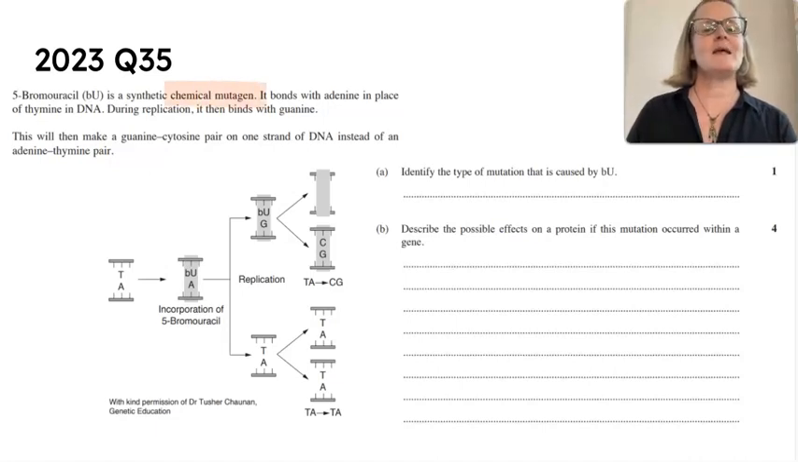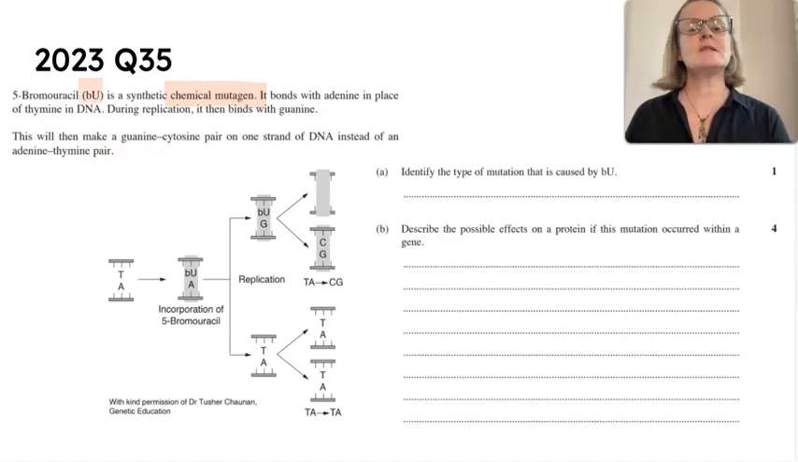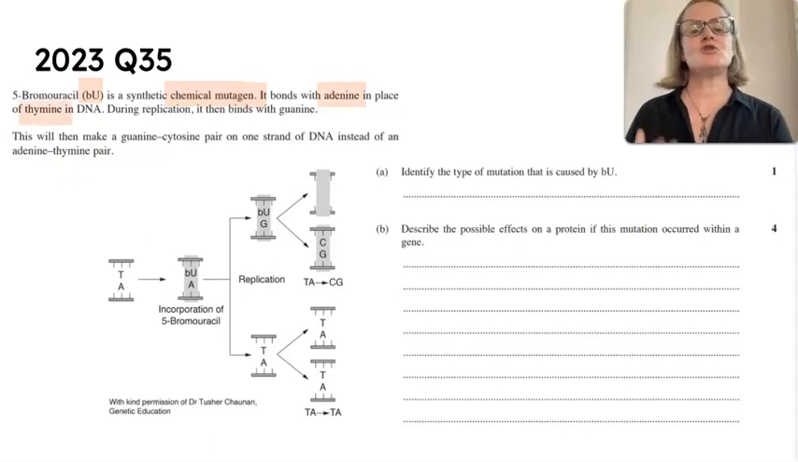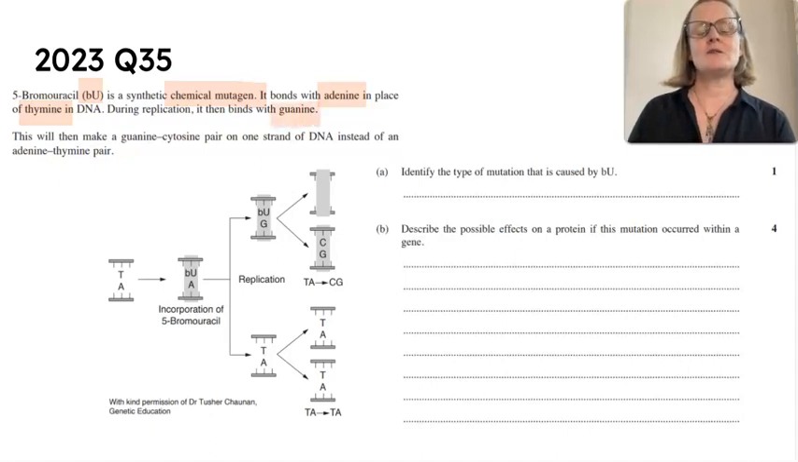You may not have met BU, which is 5-bromouracil. It doesn't matter. The information is here in the question. It tells you that it bonds with adenine in place of thymine in DNA. And then during replication, it then binds with guanine. So it makes a real mess of the DNA. And it shows you in a little flow diagram what happens.